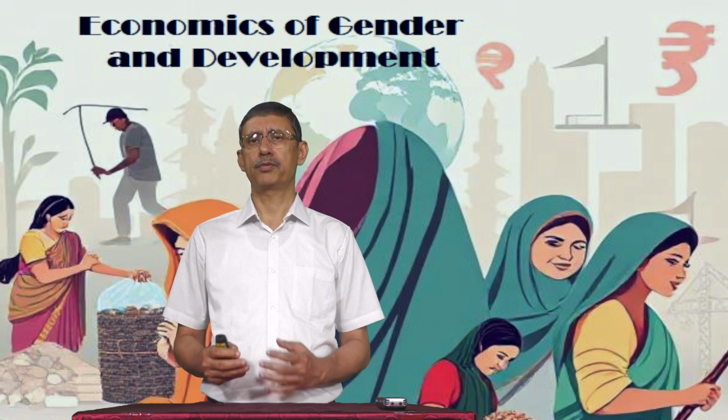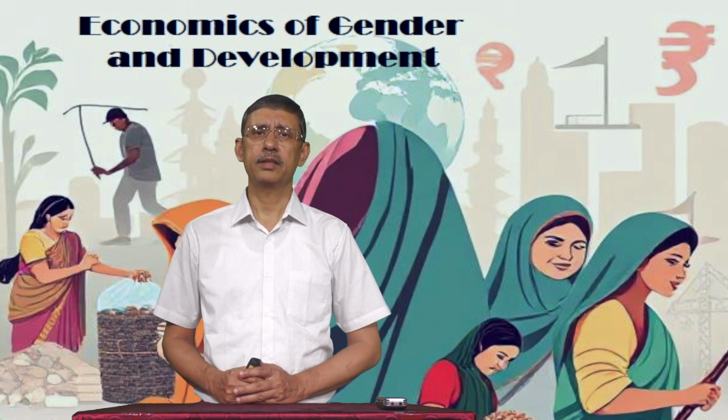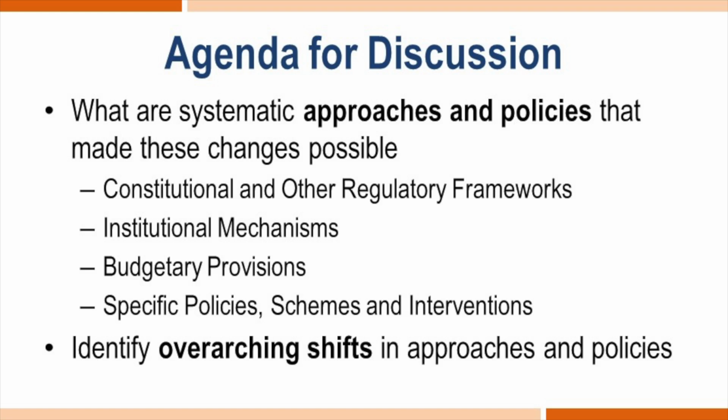So the agenda for discussion today is whether there are systematic approaches and policies in India that have resulted in these changes and improvements. That means whether we have systematic approaches and policies because of which we have seen improvement in gender development in the country as a whole. And we will see that yes, we have certain approaches and policies, and as a consequence, we have seen this progress over the years.